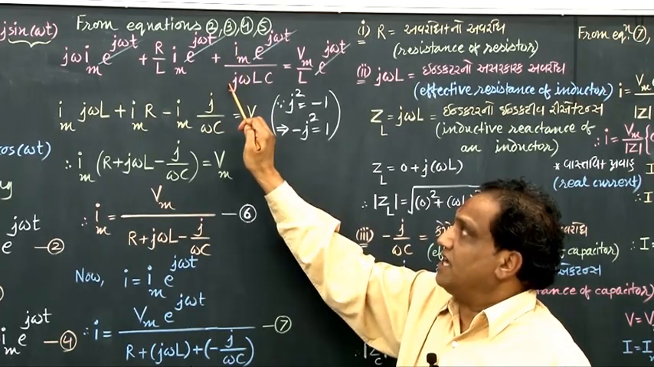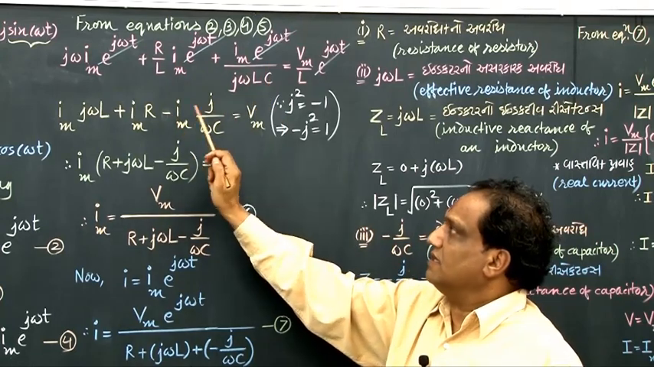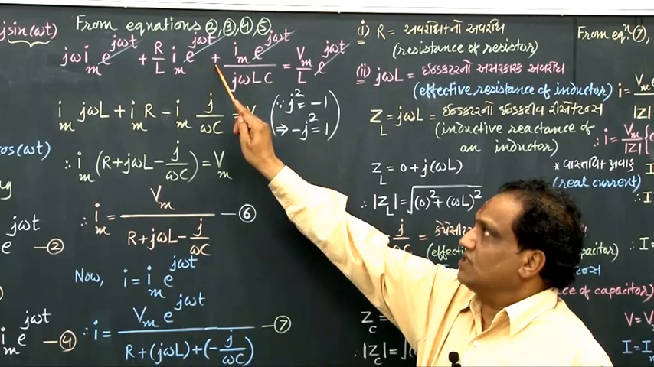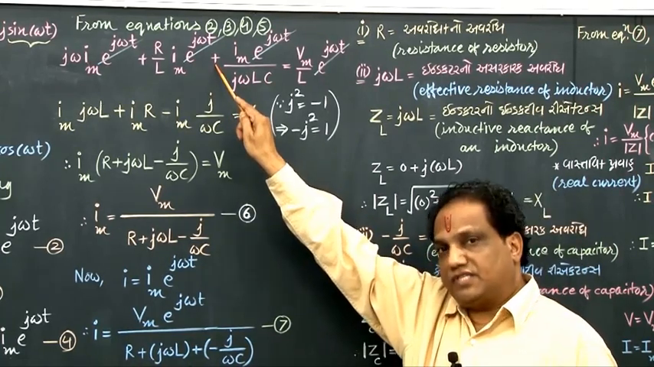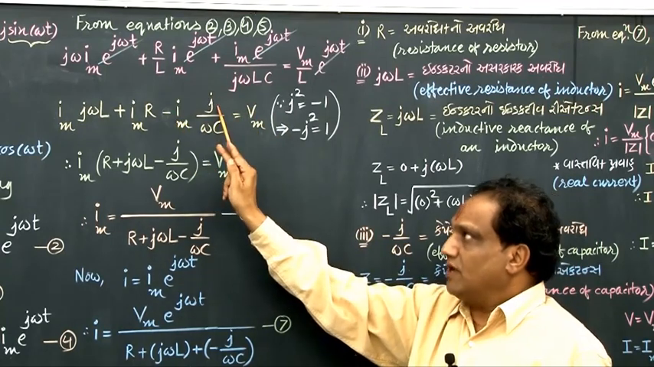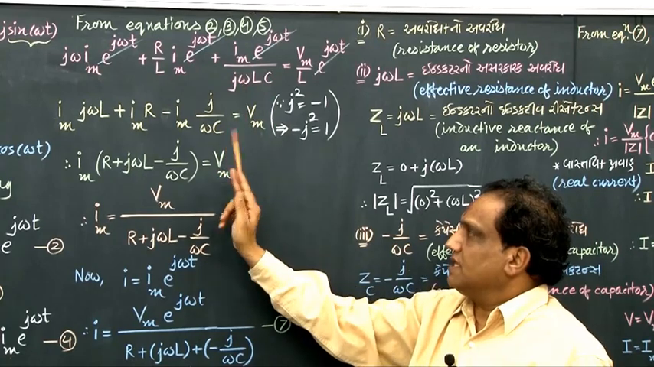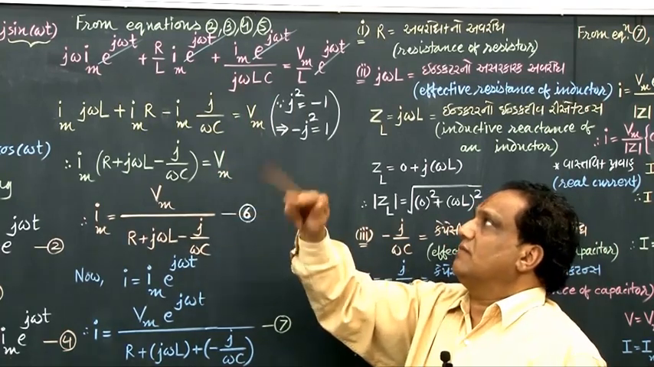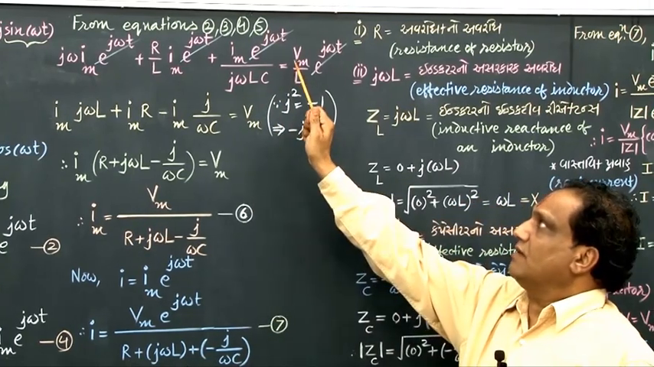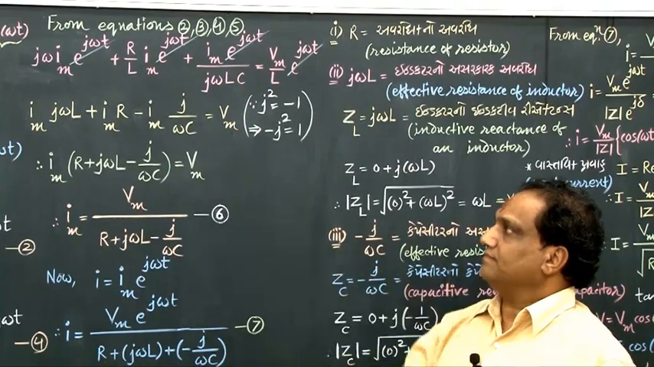Minus j square upon j. So what is left in the numerator? Minus j. I repeat, in place of plus 1, I am writing minus j square, minus j square upon j. So it is minus j in the numerator. Im as it is, omega into C as it is. And because I am multiplying each term by L, L will cancel, giving you Vm.